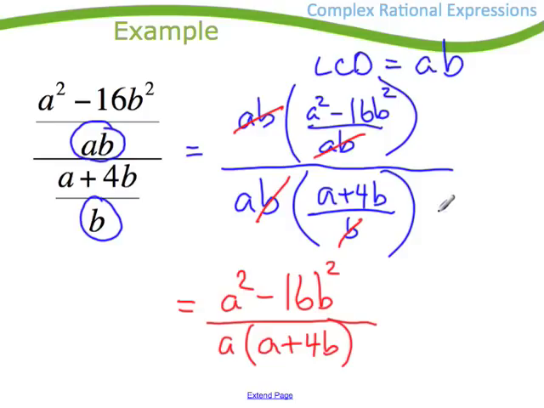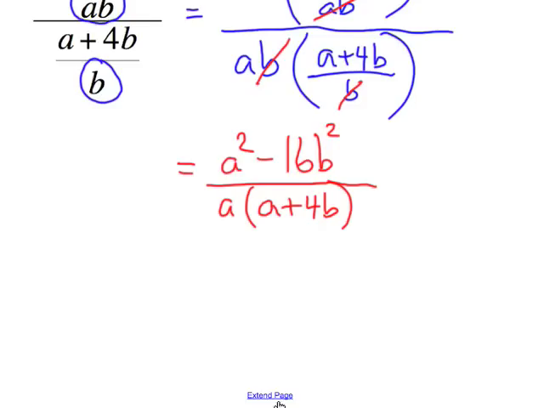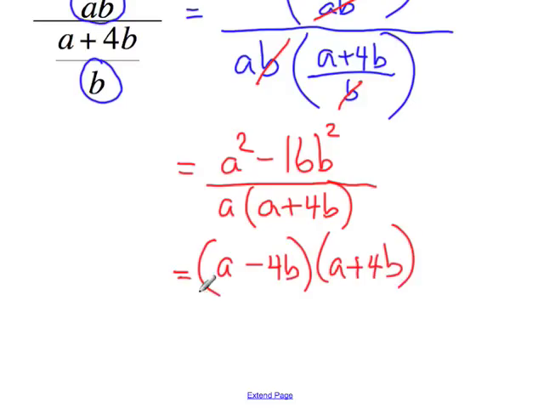Notice just that one step helped me get rid of the double fractions. Now I just have one fraction to deal with. The top looks like it's a difference of squares. We'll do that: A minus 4B, A plus 4B. On the bottom I have A times A plus 4B.